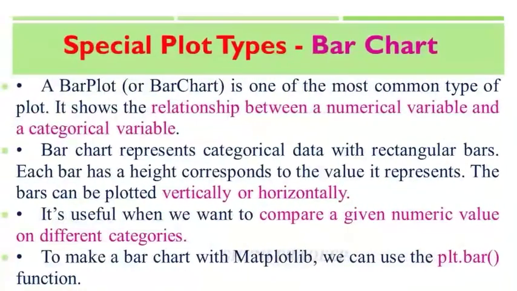Next, let us see about the bar chart. A bar chart is one of the most common types of plot. It shows the relationship between a numerical variable and a categorical variable. Okay. The bar chart represents categorical data with rectangular bars. It looks like rectangular bars. Each bar has a height that corresponds to the value it represents. The bars can be plotted vertically or horizontally. To make a bar chart with the matplotlib library, we have to use the plt.bar function. Okay, the plt.bar function is used to make a bar chart with the matplotlib library.